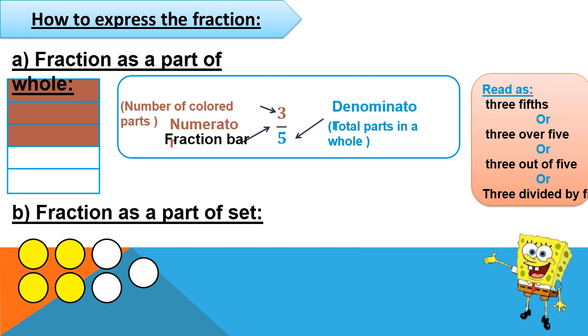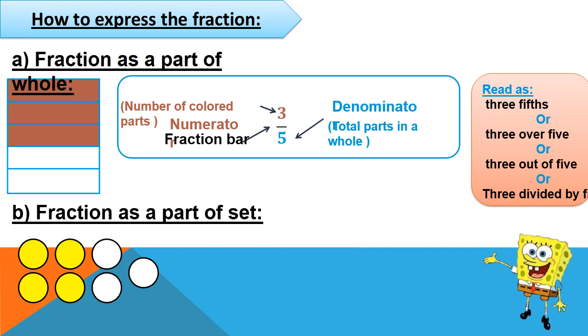Okay, so how can I write it? What should I write in the numerator, up? Here we said we write on the top the number of colored parts. I want to know the fraction of yellow. So in the top, in the numerator, I will write how many yellow balls.